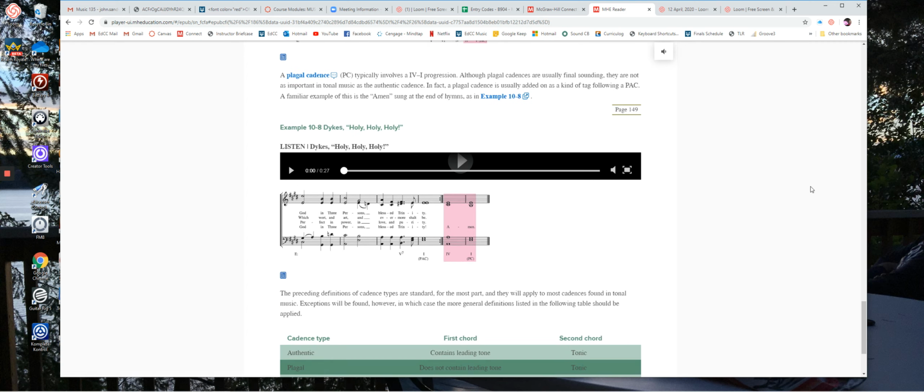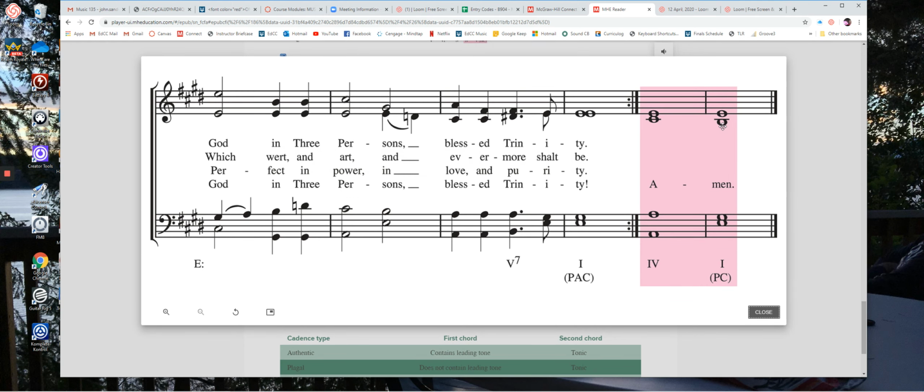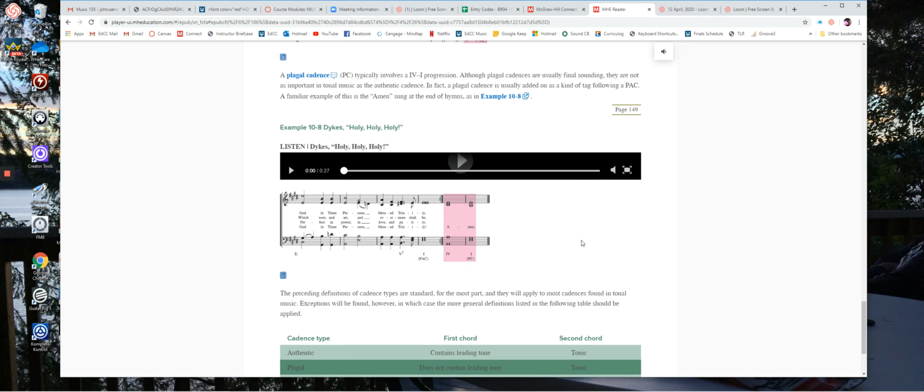Plagal cadence. The plagal cadence is also known as the Amen cadence. It's the sound of a 4 chord going to a 1 chord. And it's used often as a tag, like it is here in this example, a little tag that's attached to the end of a phrase. It's called the plagal cadence, 4 going to 1. We're going to use PC to label a plagal cadence. Example 10-8.